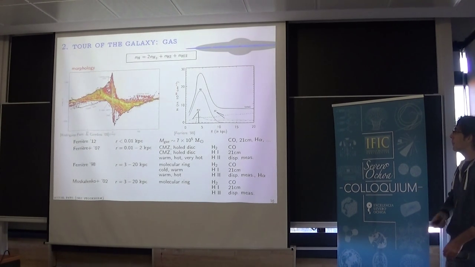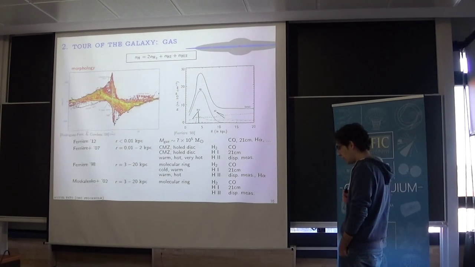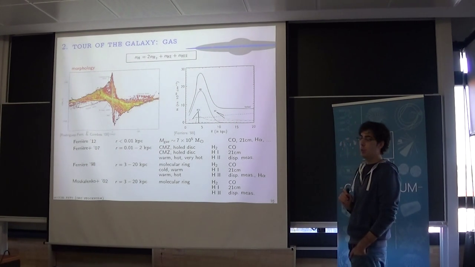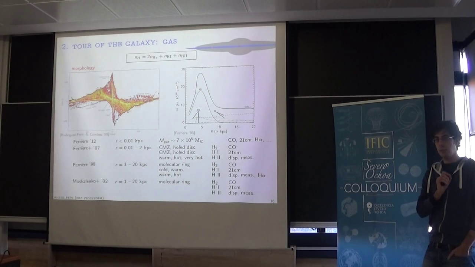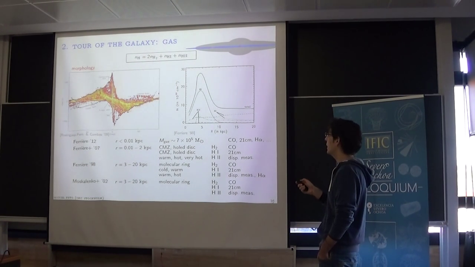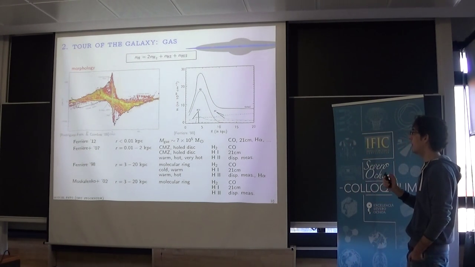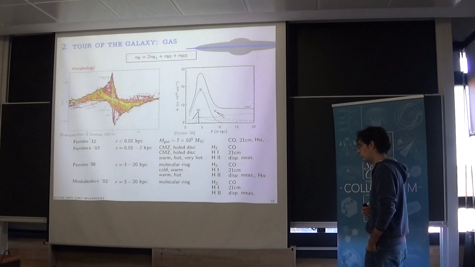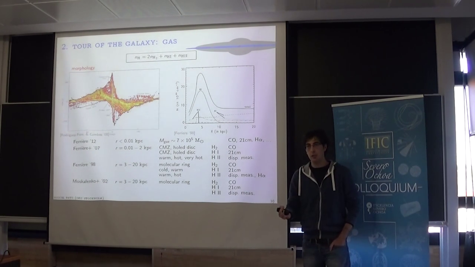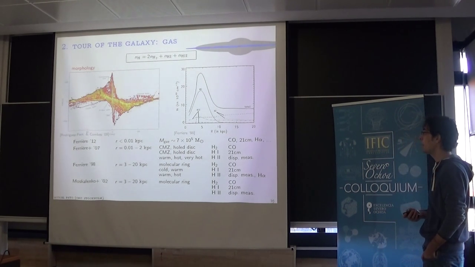Finally, we have the gas. Molecular gas can be traced most efficiently with the CO line, the carbon monoxide line, which I show here. The atomic hydrogen can be traced by the 21 centimeter line. Ionized hydrogen can be traced by H-alpha lines, for example, also the dispersion measures of pulsars.